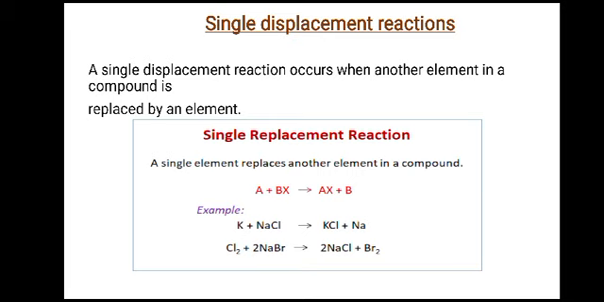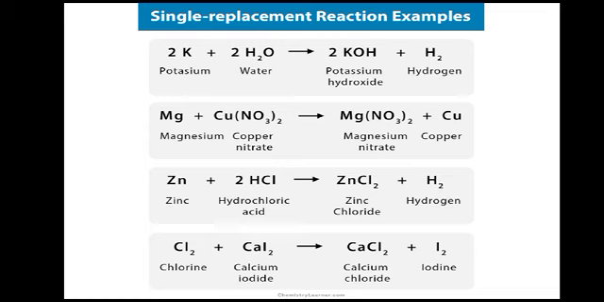Next, single displacement reaction. Here are some examples which show a single displacement reaction: when potassium reacts with water, it forms potassium hydroxide. Magnesium reacts with copper nitrate to give magnesium nitrate plus copper. Then zinc when reacted with hydrochloric acid gives zinc chloride. Chlorine when treated with calcium iodide gives calcium chloride.